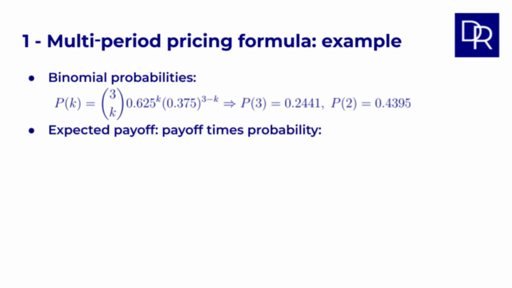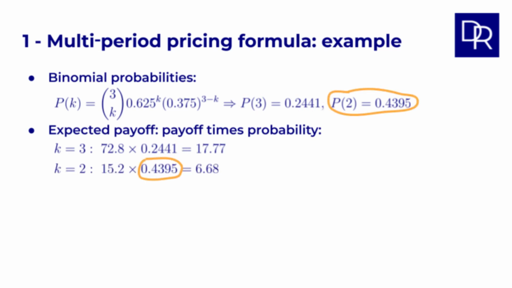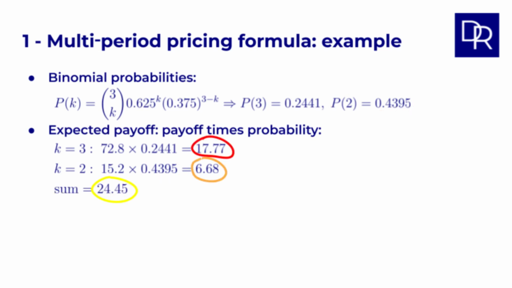This gives us all we need to calculate the expected payoffs as payoff times probability. So for 3 up moves, the payoff of 72.8 times the probability equals an expected payoff of 17.77. And in the same way, for k equals 2, we can calculate the expected payoff as 6.68. Then we sum up over all values of k, which gives the total expected payoff 24.45.